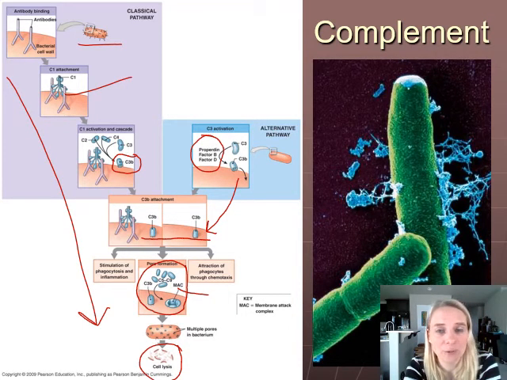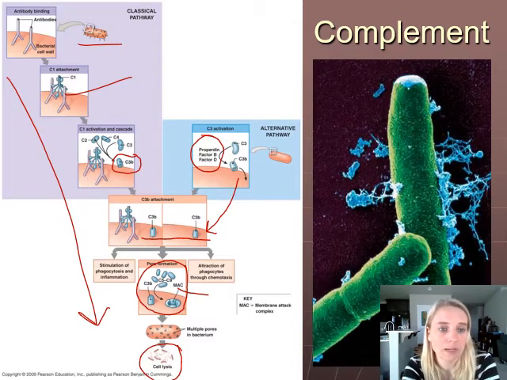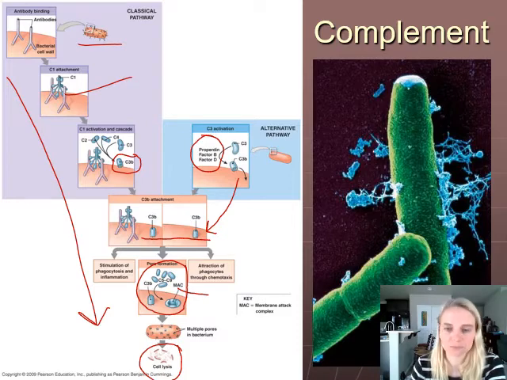And with the lectin pathway, it's just a little bit different. However it gets started, your goal is to produce that membrane attack complex, which will pop holes in the cell and kill the bacteria. And it's complementing processes that are already taking place, either by bound antibodies or circulating other immune factors.